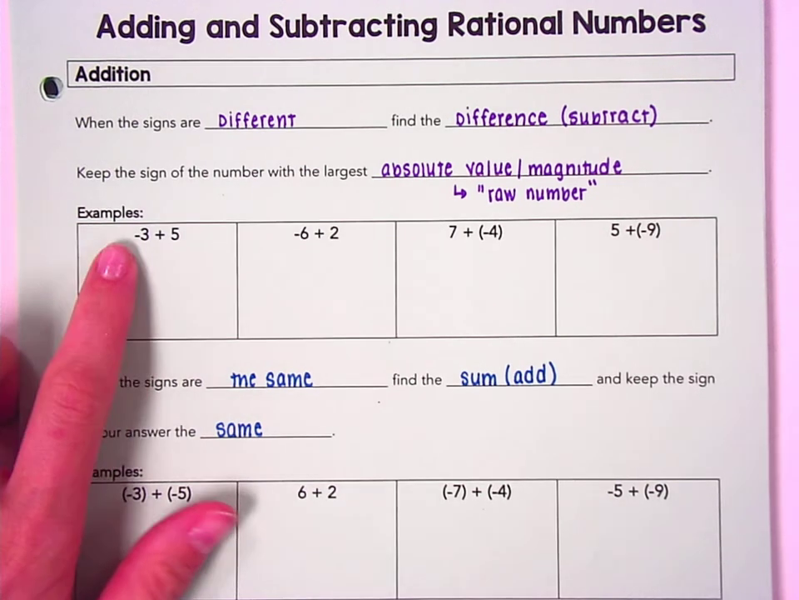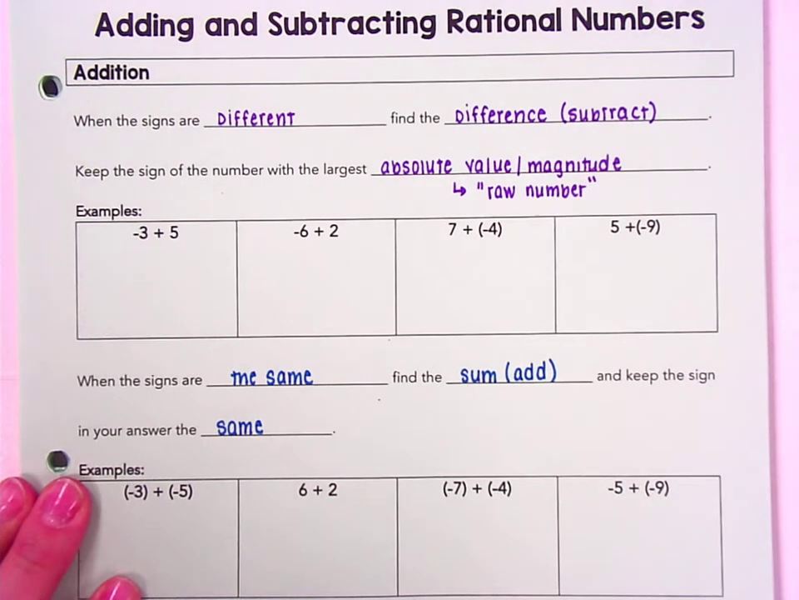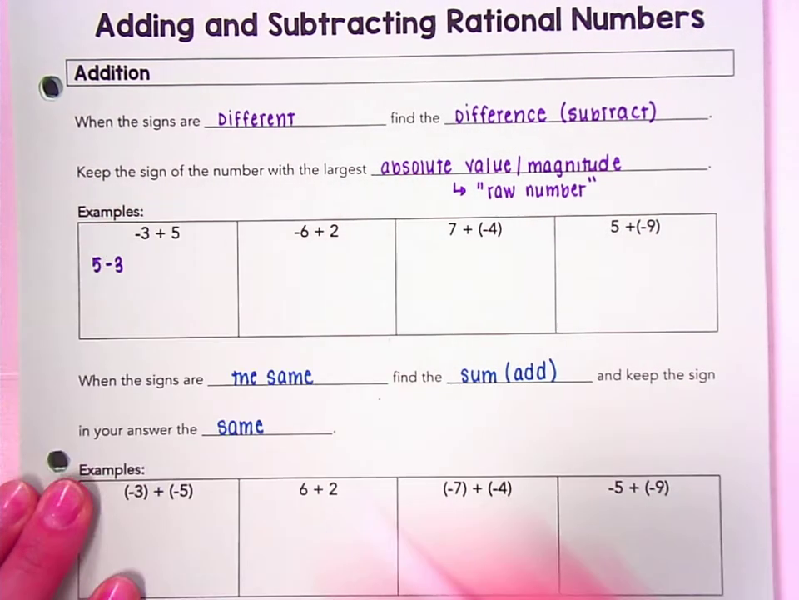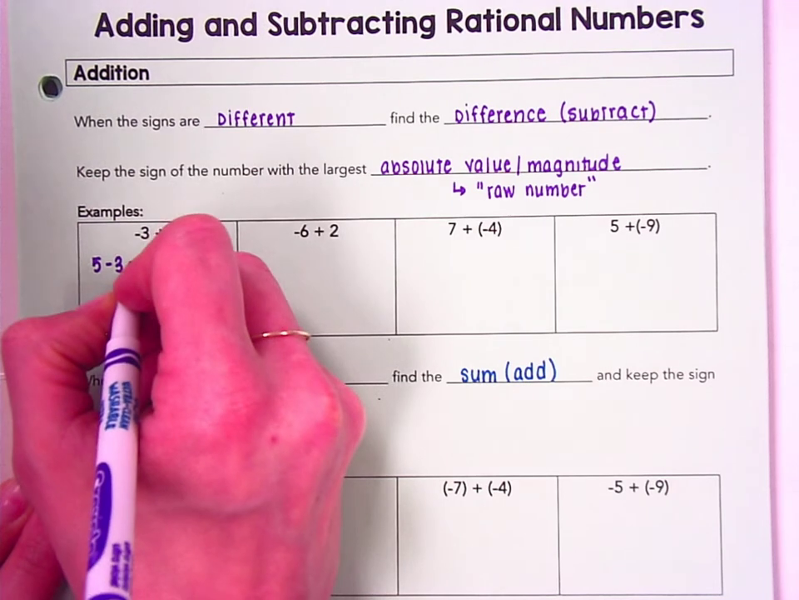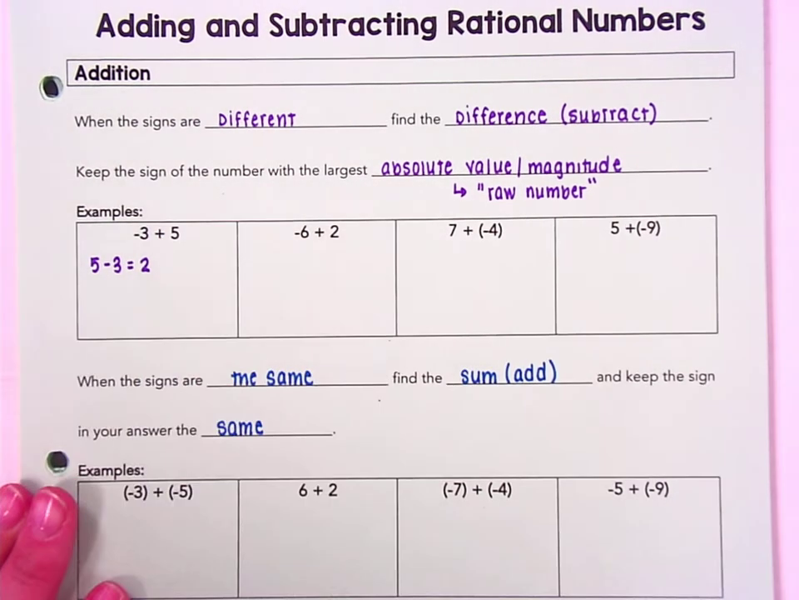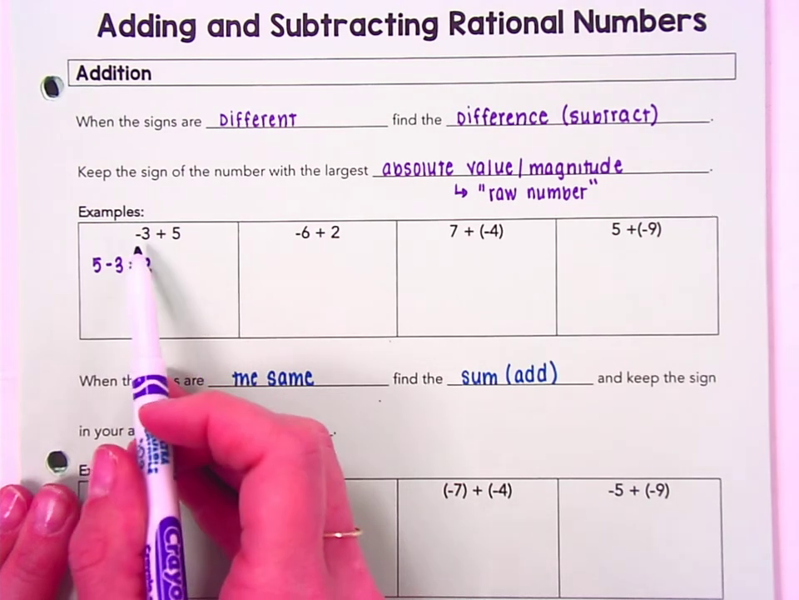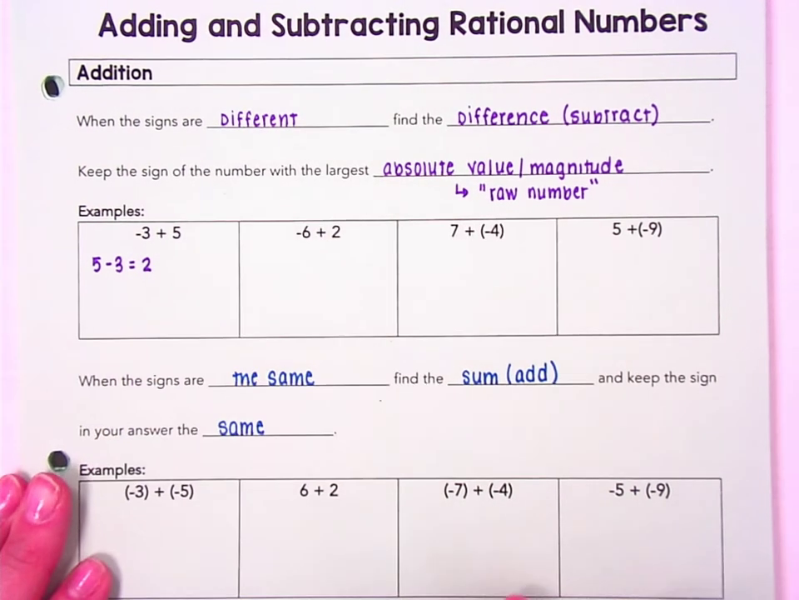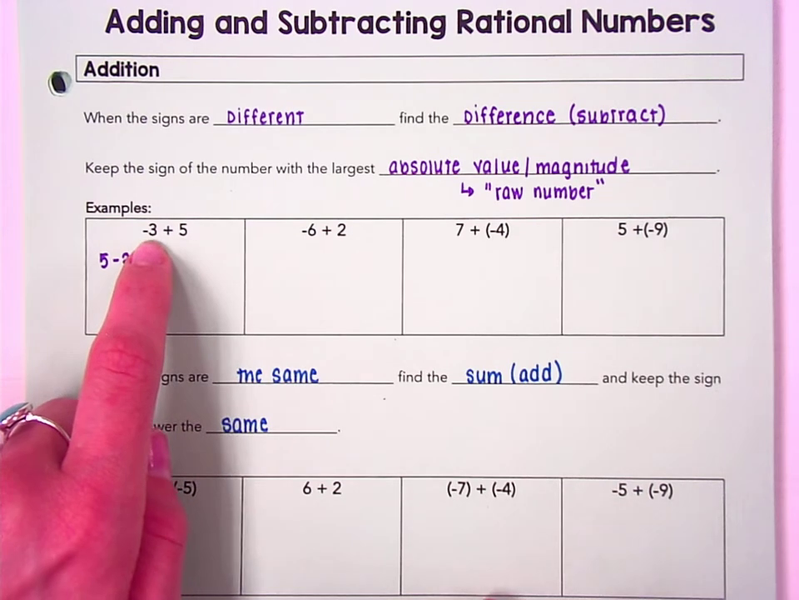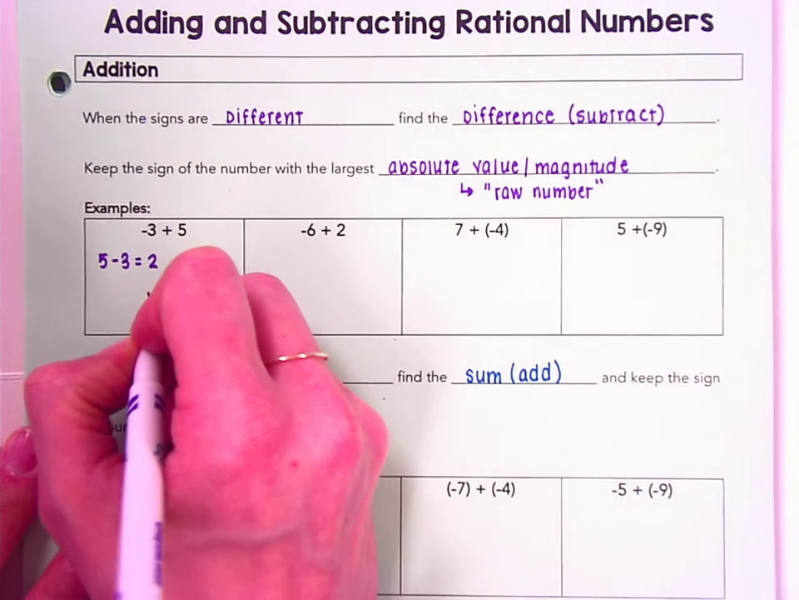So the first example, negative 3 plus 5, we know those signs are different. One's positive, one's negative. So we're going to find the difference, which means we're going to subtract those two numbers. So 5 minus 3, which we know is equal to 2. Now I'm going to look at the two numbers that I added together. And I know that the absolute value of 5 is greater than the absolute value of 3. Or if we think about the raw numbers, 5 is a bigger number than 3. So I'm going to keep the sign of 5, which is positive. So the answer to this is positive 2.